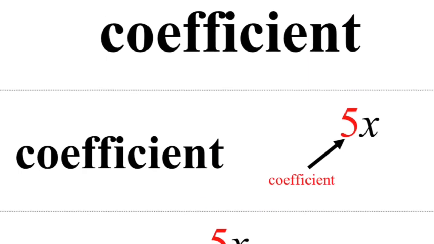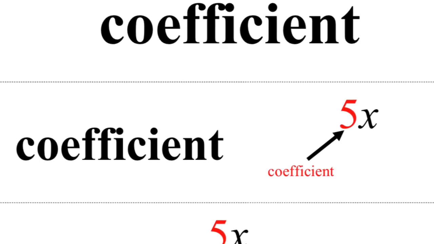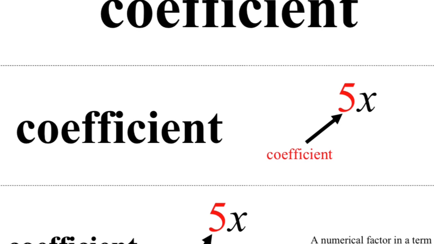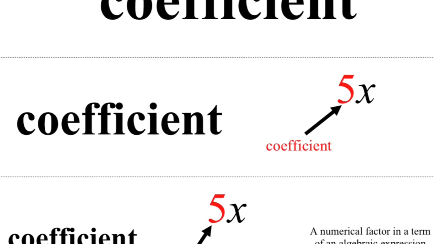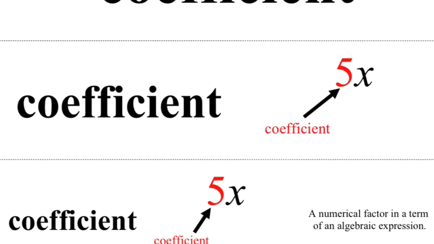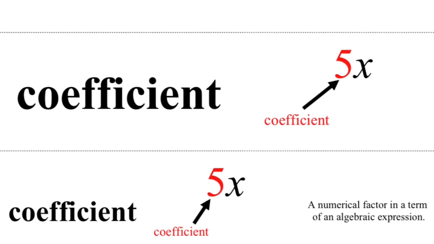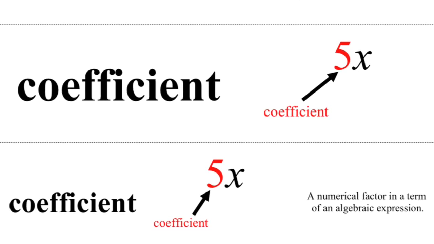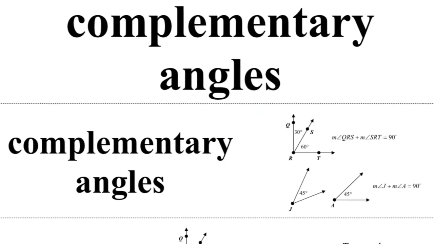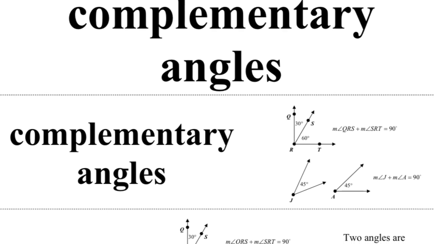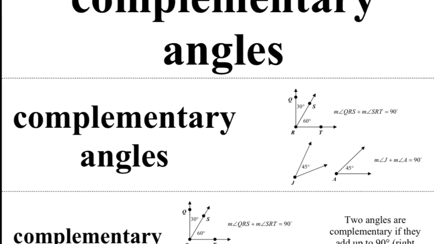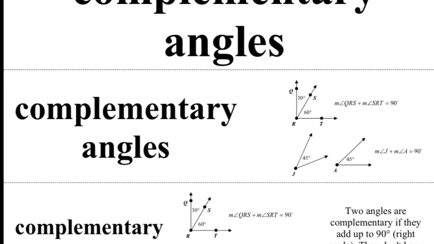A coefficient is a number multiplied to a variable. Complementary angles are two angles that add up to 90 degrees. In other words, two angles whose sum is a right angle.